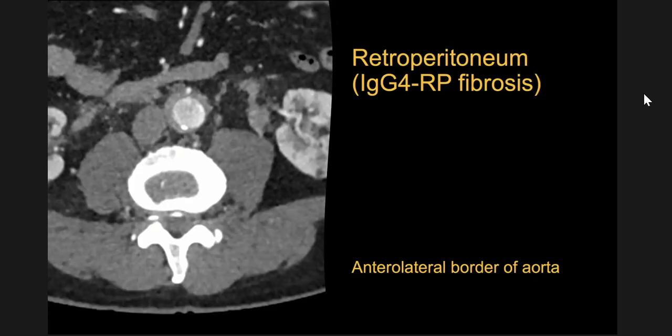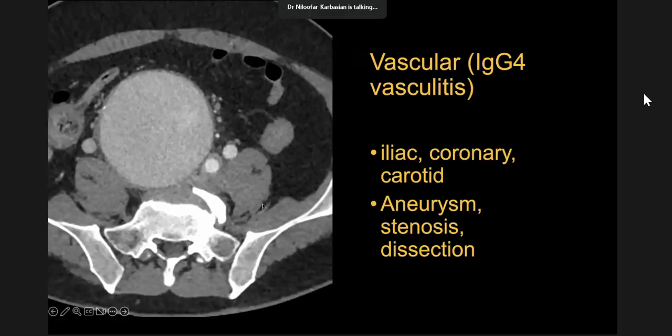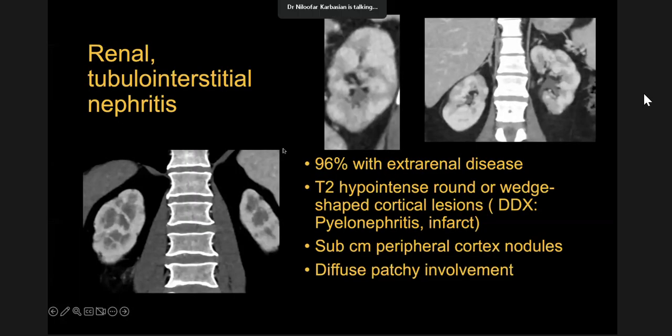it's more in favor of IgG4 rather than lymphoma. And then the vascular involvement of IgG4 disease, which, as I already mentioned, can involve the aorta, iliac, most importantly coronary arteries, even carotids. They can be associated with aneurysm, stenosis, and dissection. This is a case of IgG4 disease where we saw the aorta on the previous slide. This is involvement of the common iliac on the right, associated with this large aneurysm of the iliac related to IgG4 disease.